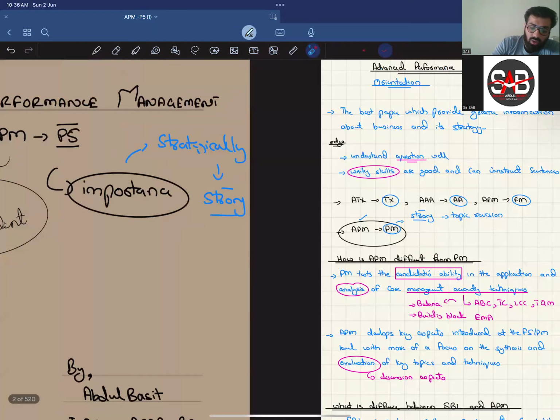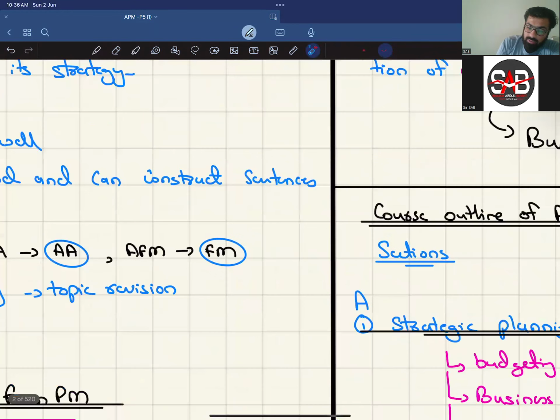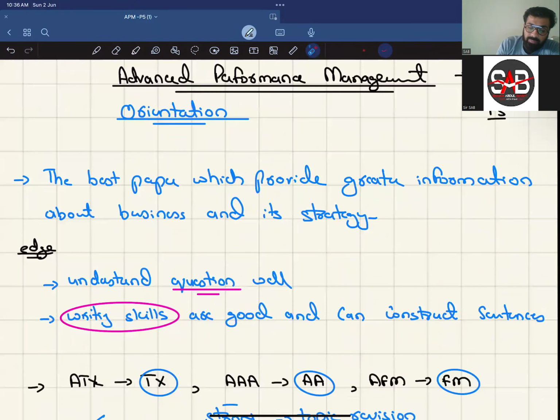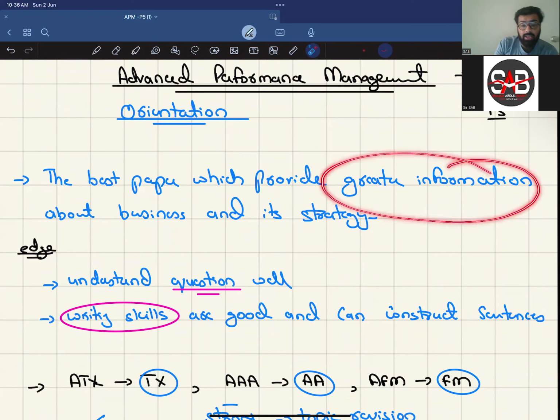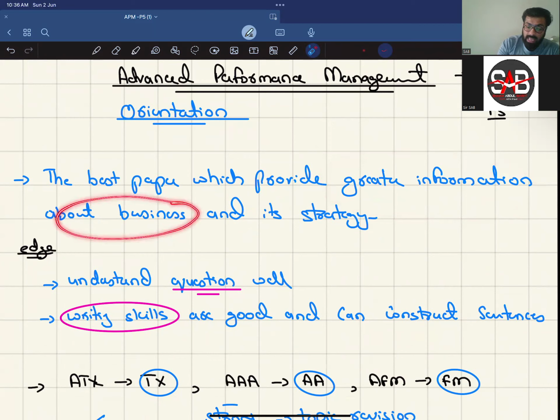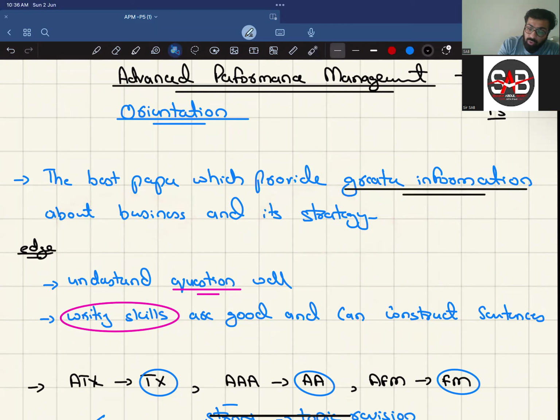Now, what is to be done in orientation? See, Advanced Performance Management, what I term this paper is the best paper that provides greater information about business and its strategy. This is the paper that provides you greater insights about business and strategy.